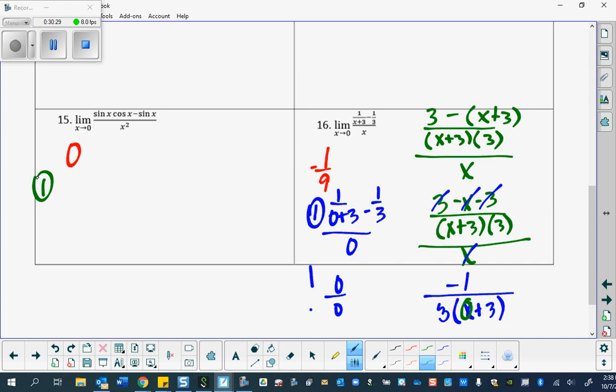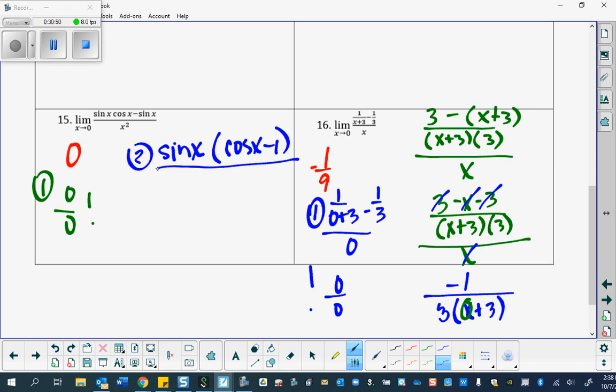Now, rule number 1, plug it in. You're going to get 0 over 0 because of how this works out. So I need to do some algebraic manipulation. Ready, Grace? This one's tons of fun. Do you see that the sine of x can be factored out? Yeah. Do you see how you have the cosine of x minus 1?